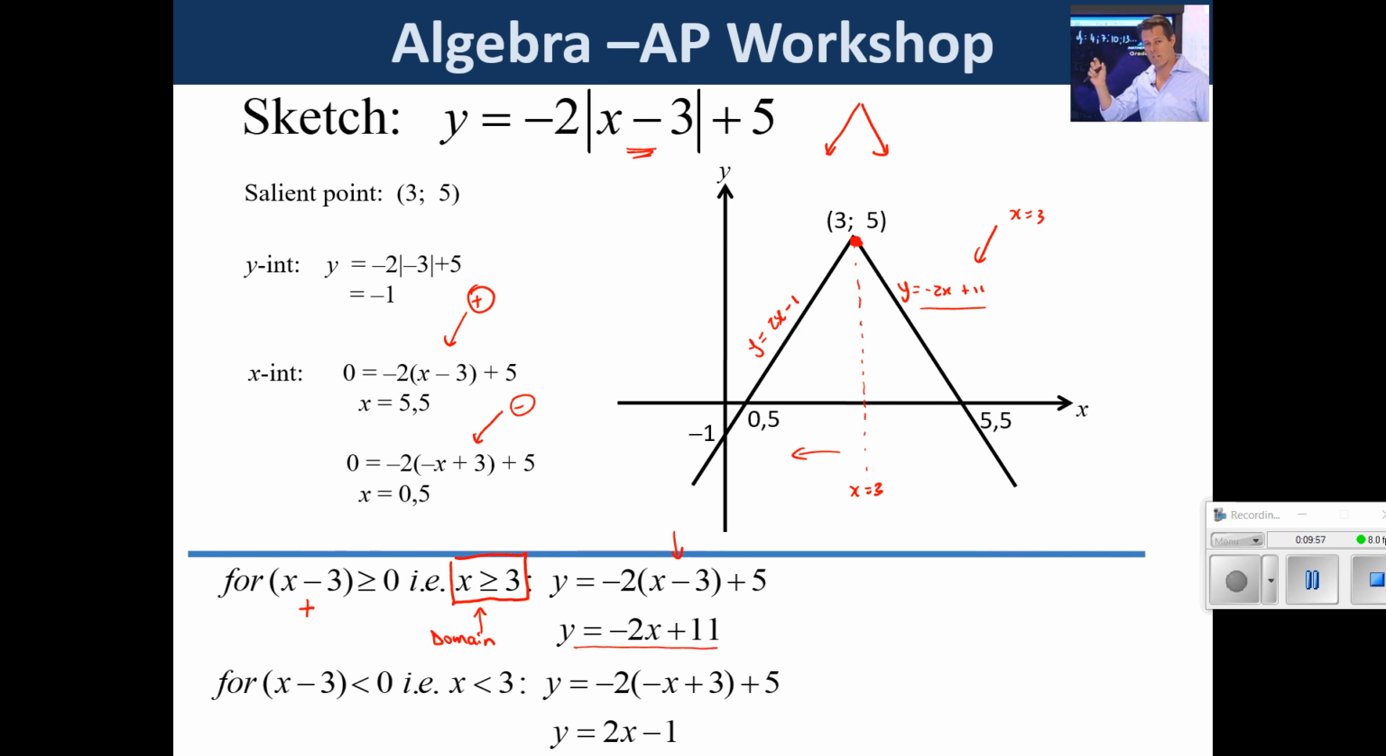I'm drawing this negative 2x plus 11 for the domain x is greater than or equal to 3. And then this domain here for x is less than 3, I'm drawing y equals 2x minus 1. And again, finding x-intercepts and y-intercept is equally easy.